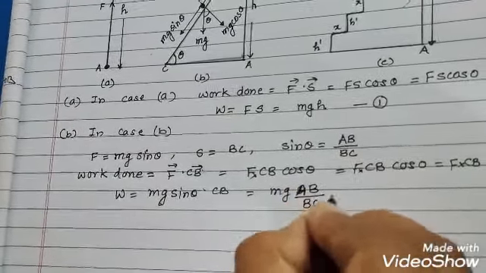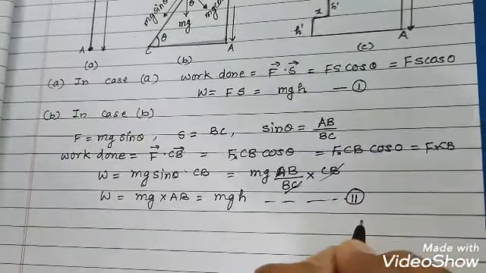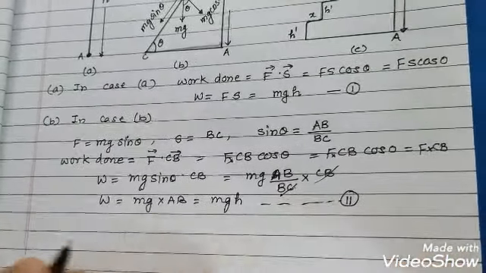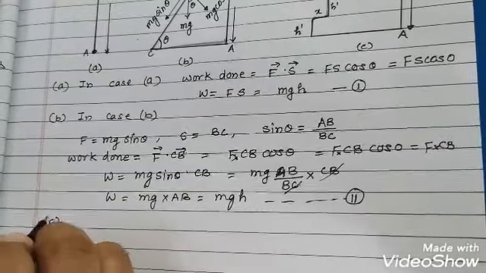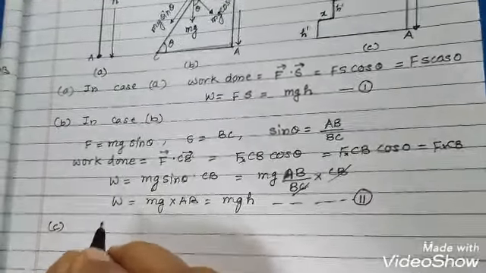The distance AB is what? That is equal to h. So the work done in this case also came out to be mgh. This you will write as equation 2. Now come to the third case. So we will obtain equation 3 here.